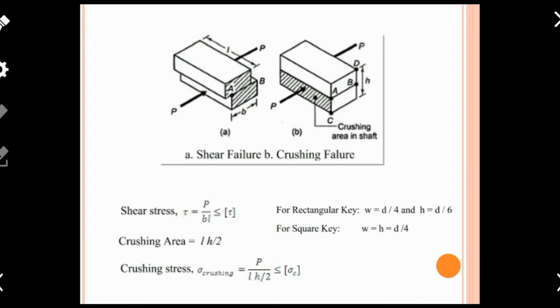Now look at the top two diagrams, left-hand side and right-hand side. Actually, these two diagrams represent failure of the key. The left-hand side diagram, that means diagram A, indicates the shear failure, whereas on the right-hand side there will be a crushing failure.